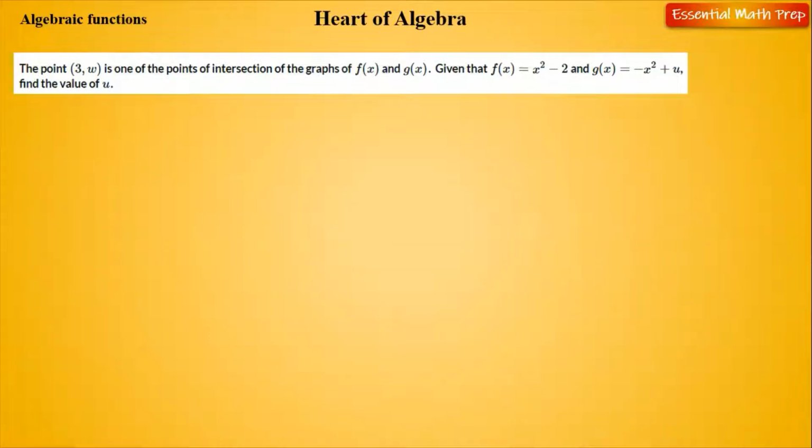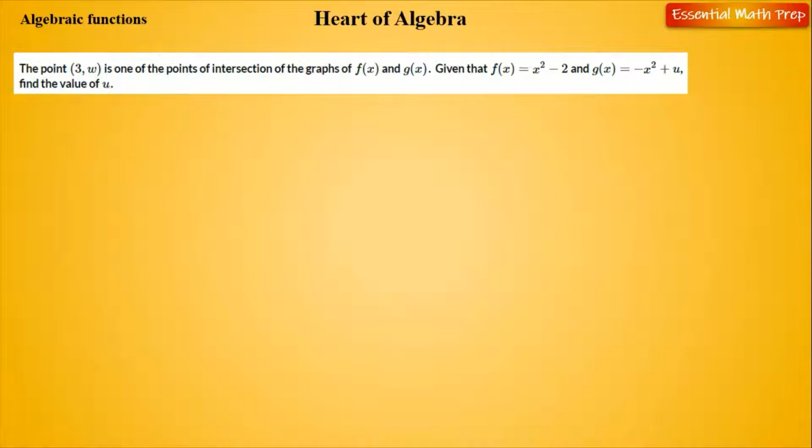Welcome back to another session on the topic of functions. The first question says at point (3, w), the two graphs intersect, that is f of x and g of x. Given that f of x equals x squared minus 2 and g of x equals negative x squared plus u, what is the value of u?